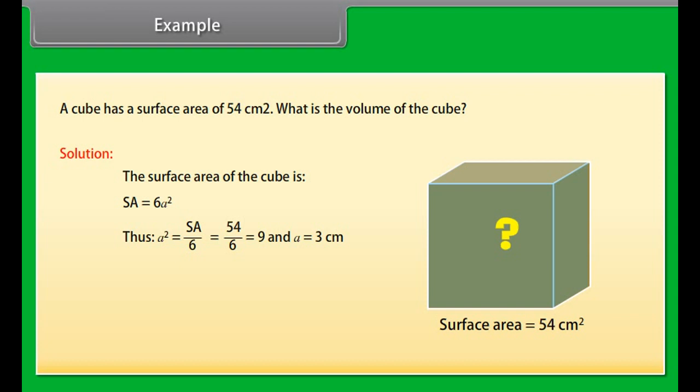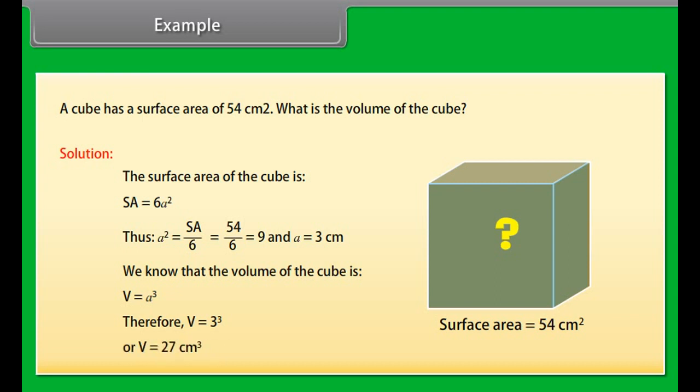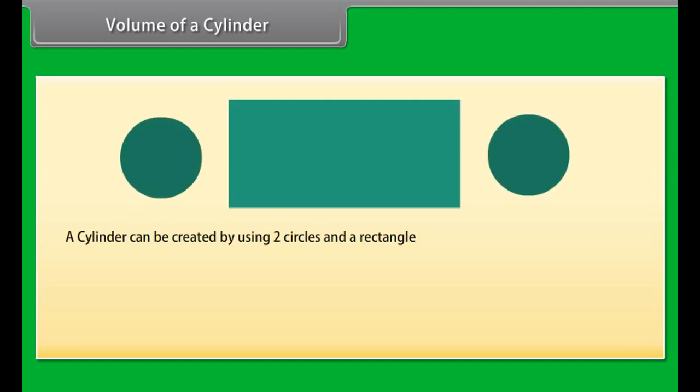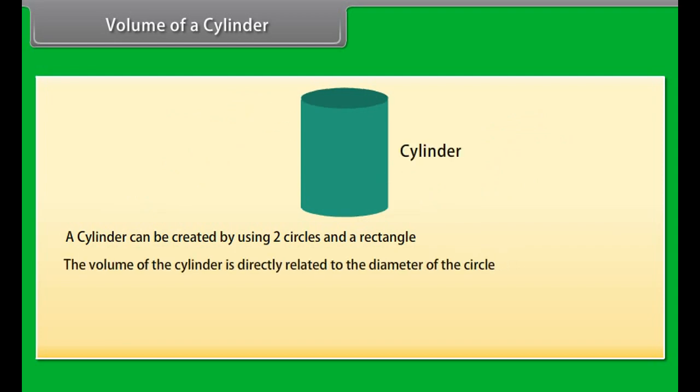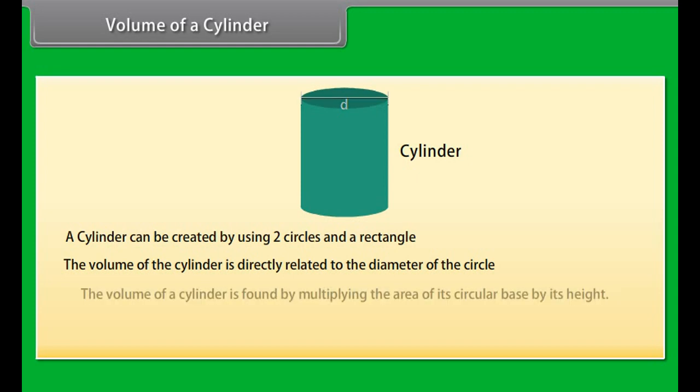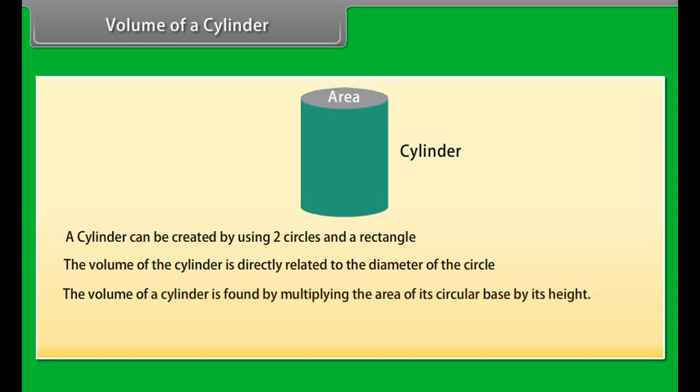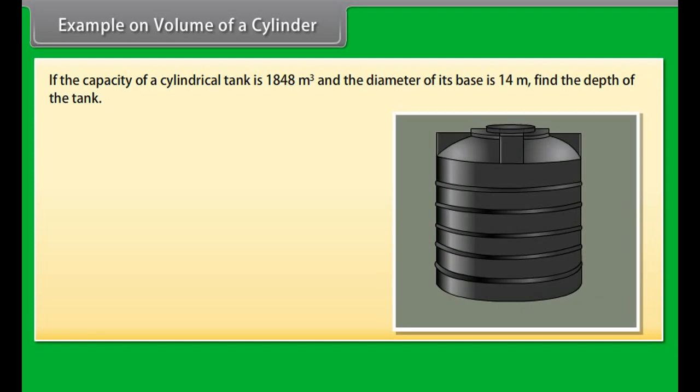Let's now solve an example to find the volume of a cube. A cube has a surface area of 54 square centimeters. What is the volume of the cube? Solution. The surface area of the cube is SA equals 6a². Thus, a² equals SA upon 6, which is 54 upon 6, which equals 9, and a equals 3 cm. We know that the volume of the cube is V equals a³. Therefore, V equals 3³, or V equals 27 cm³.